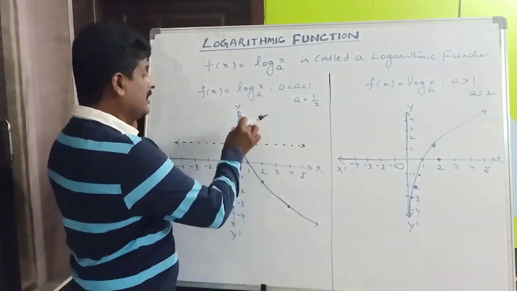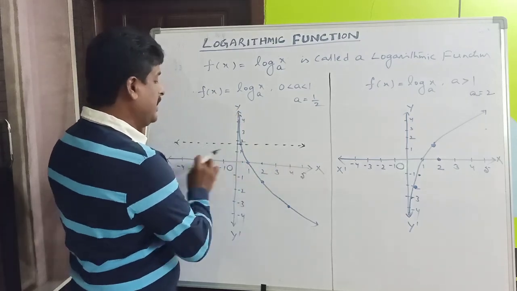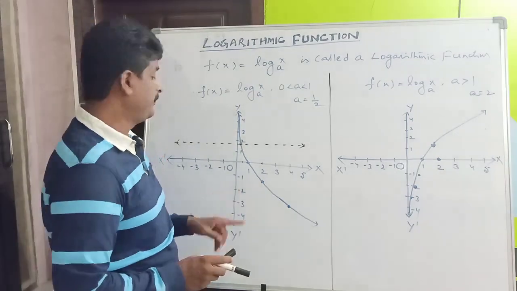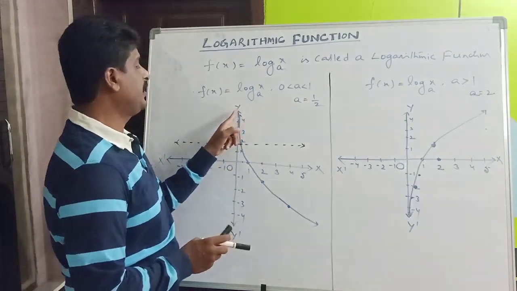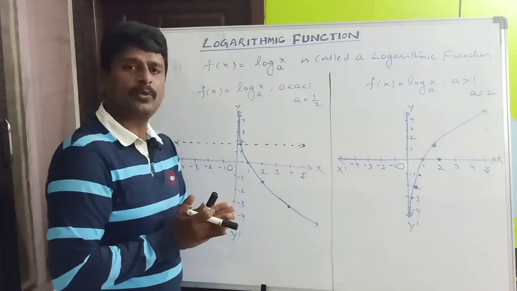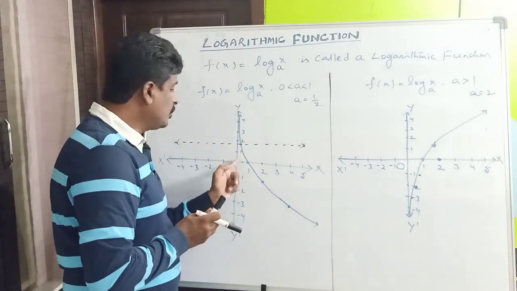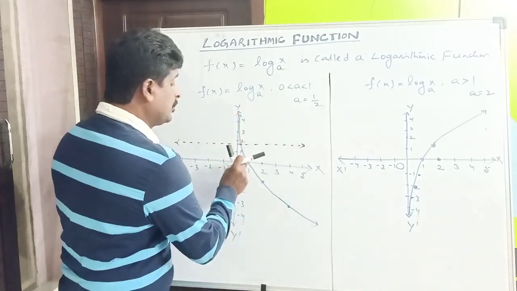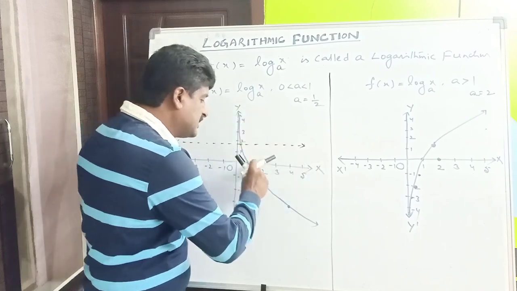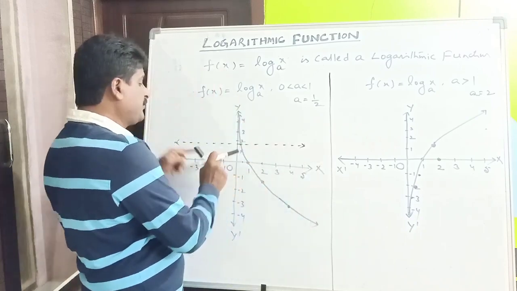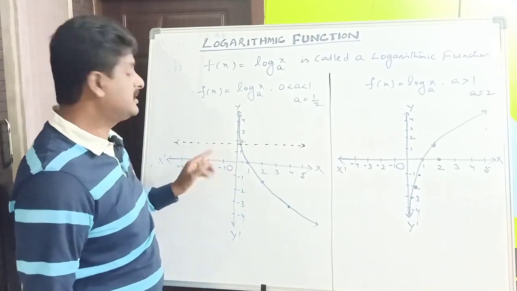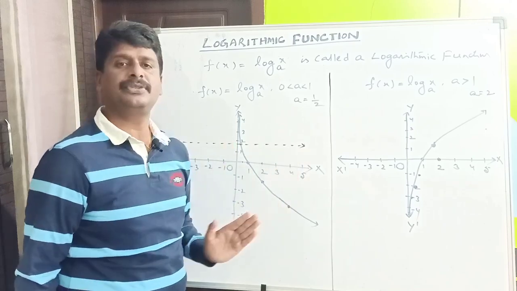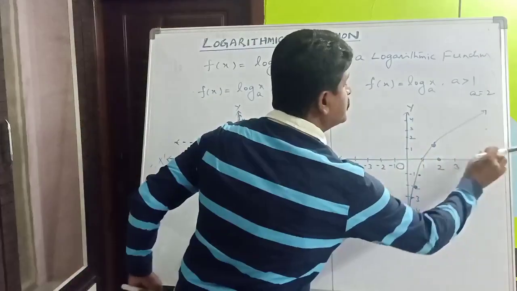And observe the domain, meaning for what values of x the function is defined. At 0 the function is undefined. Why? Because the graph never coincides with the y-axis. To the right side of 0, whichever value you consider, the graph is always defined. Wherever you go on the right side, for such values the graph is defined. To the left side of 0, there is no graph. Means f of x is equal to log x base a is defined for only positive real numbers.